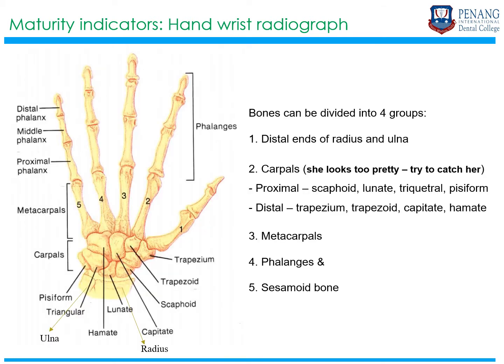Here you see an image showing the numerous bones of your hand. It's divided into four groups: the distal ends of radius and ulna, the carpals. I think you've already remembered this previously. If you know the mnemonic for carpals, "She looks too pretty, try to catch her," you can remember the different proximal and distal carpal bones, then the metacarpals, phalanges, and the sesamoid bone of the thumb.